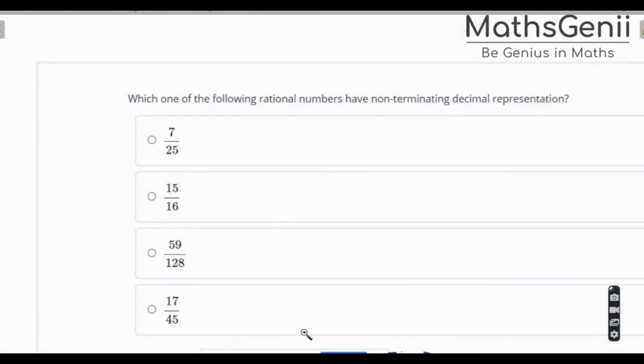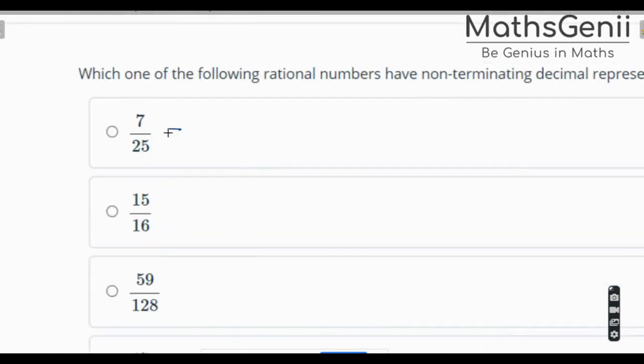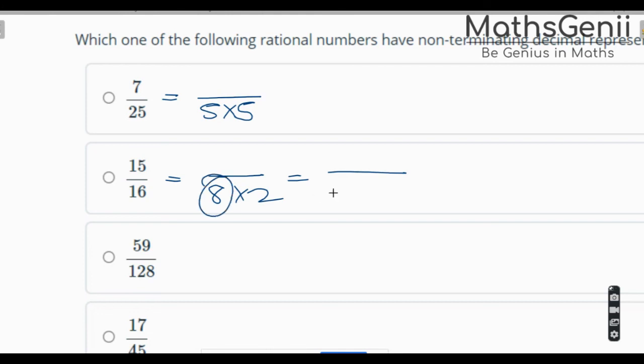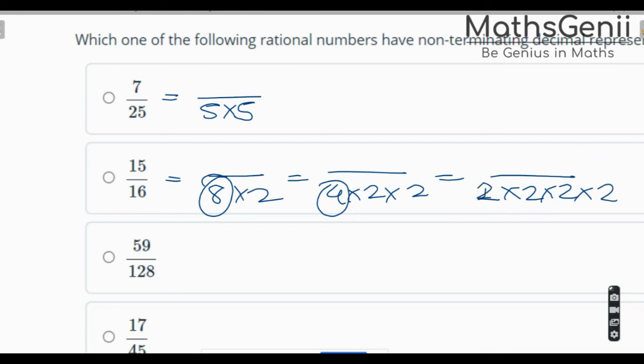So let's only look at the denominators of every question. Here the denominator is 25. 25 is 5 5s, so it is terminating. Then let's look at this example. 16 is 8 2s. Can I write 8 as 4 2s? Can I write 4 as 2 2s? So everything is 2 2 2. This answer is also finite. It is not the dot dot dot answer.